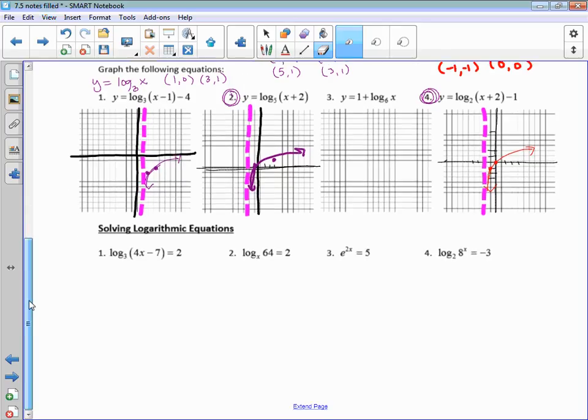All right, let's solve some log equations. We are quickly running out of time here, guys. I believe we get out of here at 1:50 today, right? Yeah, we got 2 minutes, so let's solve a couple of these.